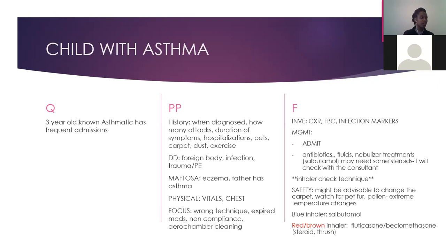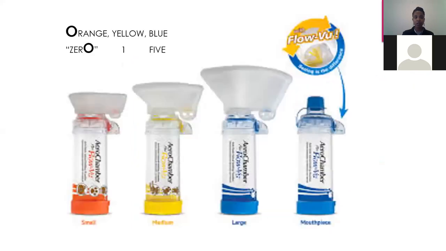Let me see if we have an aero chamber here, or let me give you a leaflet with the aero chambers that are needed for every child who has asthma, okay? A child who is aged 0 to 1 needs the orange one. That's why I made it this way: the orange color, the yellow color, and the blue color. The 3-year-old is in the 1 to 5 range, so they need to use the yellow aero chamber. The blue one is for 5-year-olds and older.